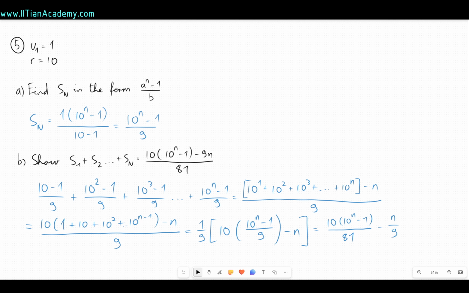And what we can do is multiply this fraction top and bottom by 9 so that we bring it to a common denominator. And so this will be 10 times (10 to the n minus 1) minus 9n over 81. And this is equal to the right hand side of what we had to show. So this is equal to this.